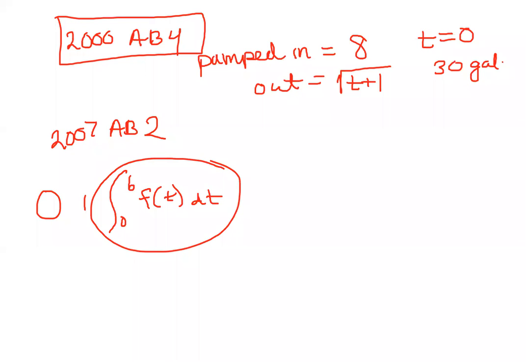Then for part B, find the rate of change of the volume of snow on the driveway at 8 a.m. Okay, so at 8 a.m., the rate that it's coming in is f of 8, and the rate it is going out is g of 8. That's all you have to do for part B. So see, some of them are not hard. Don't make them harder than they are.